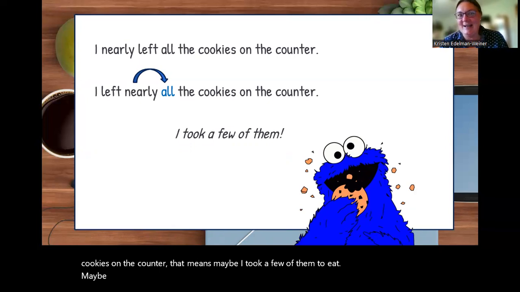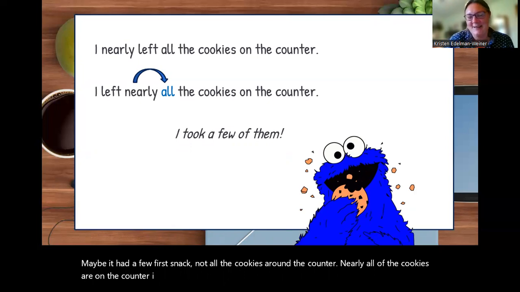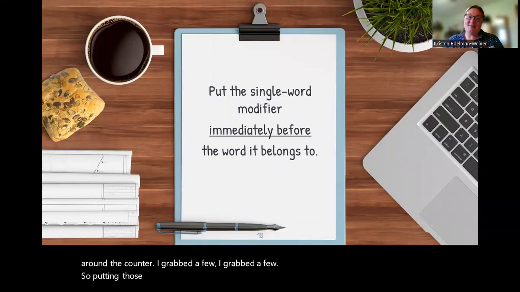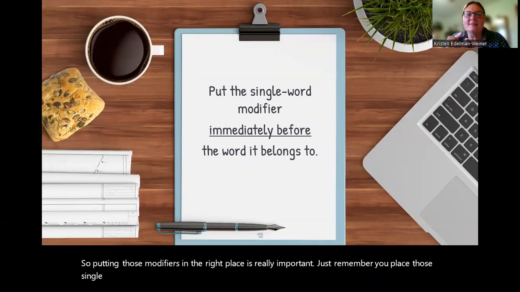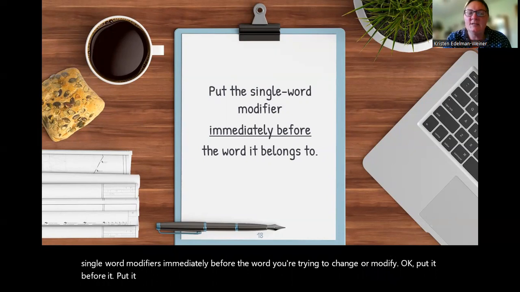Maybe I had a few for a snack. Not all the cookies were on the counter. Nearly all of the cookies were on the counter. I grabbed a few. So putting those modifiers in the right place is really important. Just remember, you place those single word modifiers immediately before the word you're trying to change or modify. Okay, put it before it. It's just a matter of placement.